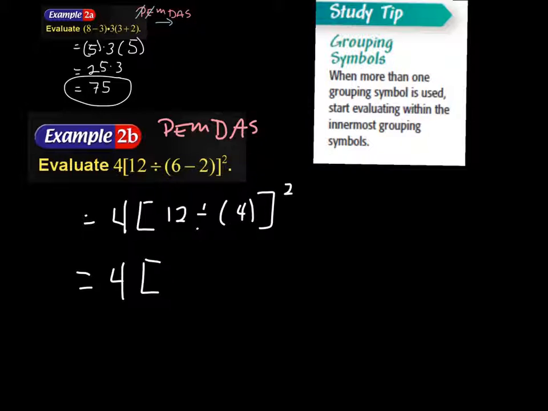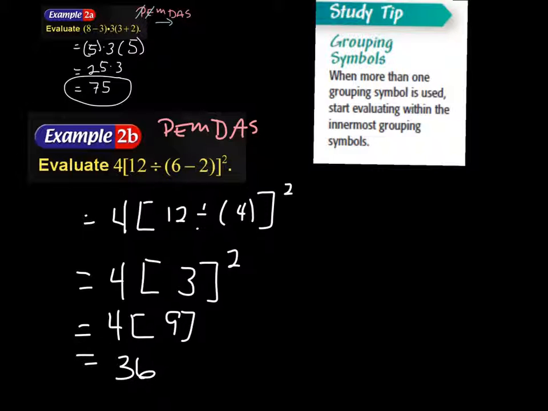So 12 divided by 4 is 3. Okay, I need to take care of that exponent yet before I can multiply. I just need a number to multiply by. So 3 squared is 9. And finally, 4 times 9 is 36.